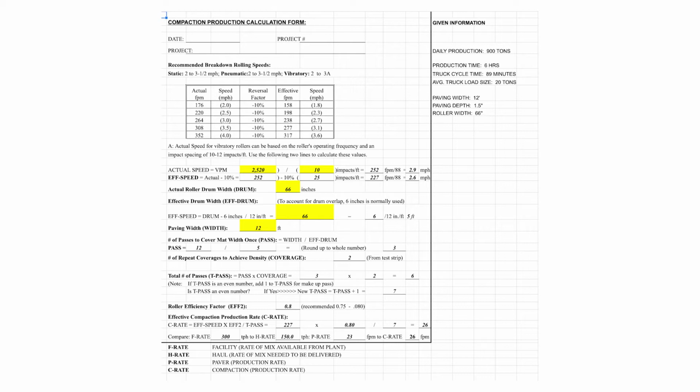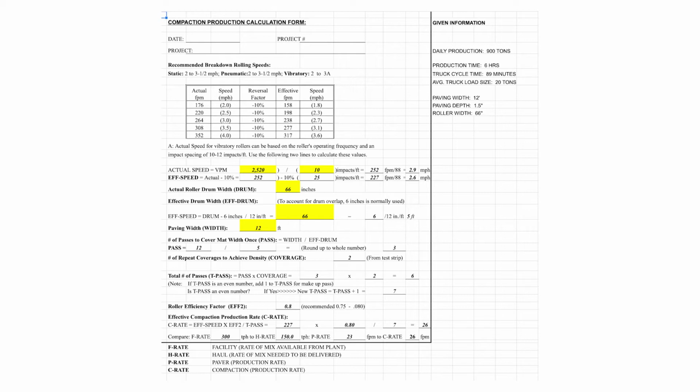Roller efficiency, we're going to say once again 80%. So effective compaction production rate, your C rate is what they call it, is your effective speed. So your 227, which you calculated up top, the effective speed, your 227 feet per minute, times your 80%, divided by 7 passes is equal to 26 feet per minute.